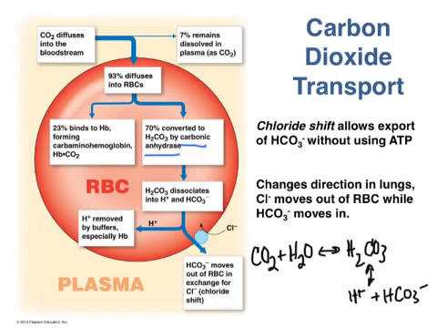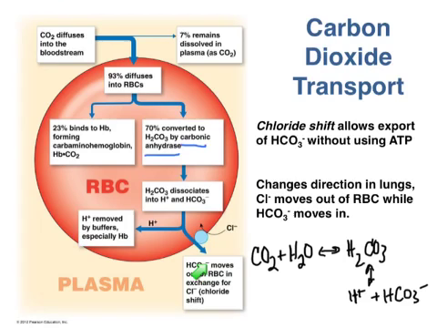And this bicarbonate, this HCO3, is actually moved out of the red blood cell into the plasma through something called the chloride shift. This chloride shift is basically an exchange. The red blood cell pulls in chloride and moves out bicarbonate at the same time, so it's able to maintain electrical neutrality. It's called an anion exchanger. It just switches one negatively charged ion for another. Moves chloride in, bicarbonate out.